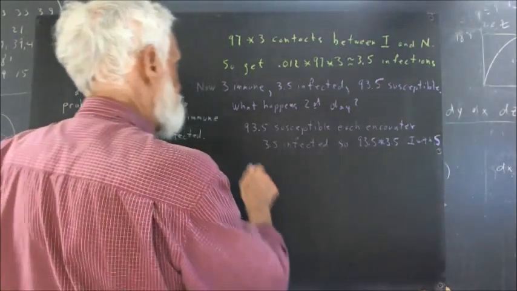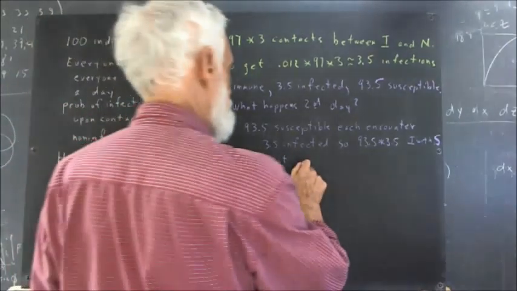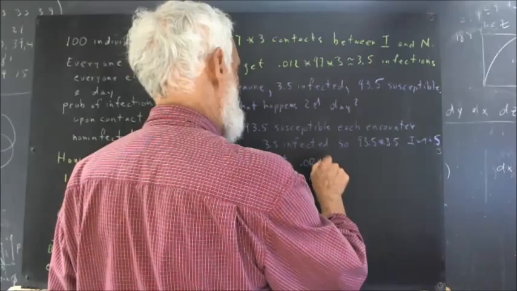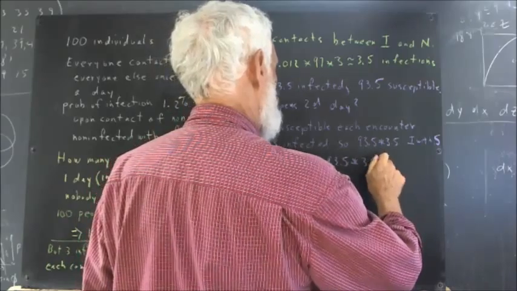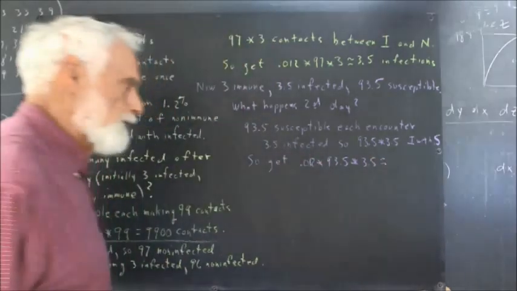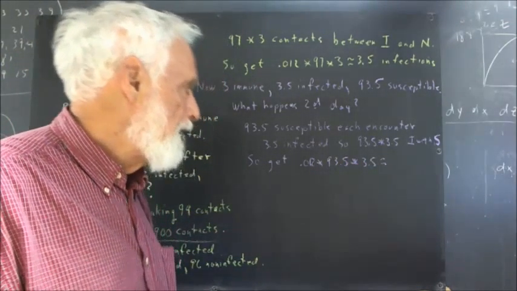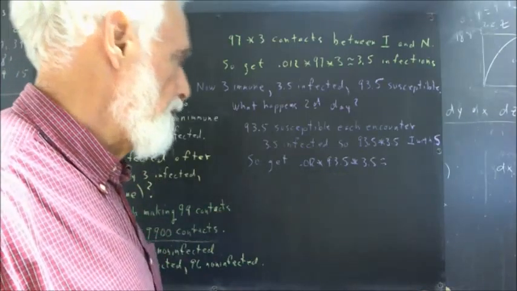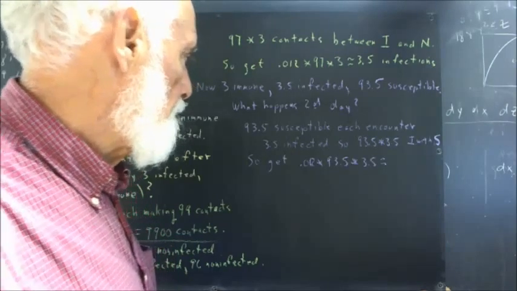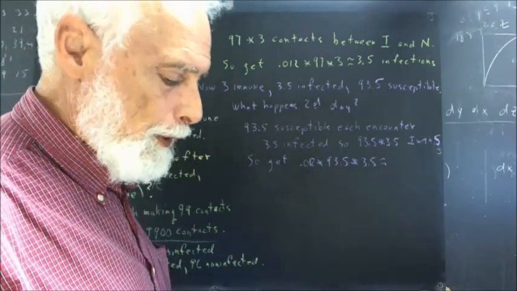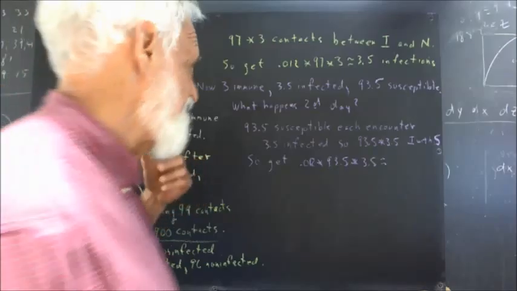So we get 0.012 multiplied by 93.5 multiplied by 3.5, and what's that approximately equal to? Well, 100 times 3.5 would be 350. This is about 7% less than that. 7% of 350 would be about 20. So I'm going to say about 320. And 0.012 times 320 would be about 3.8.